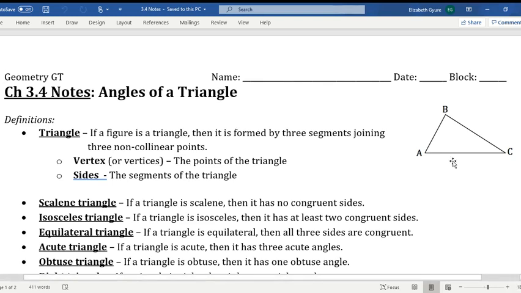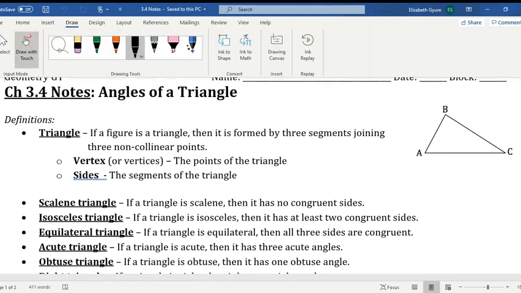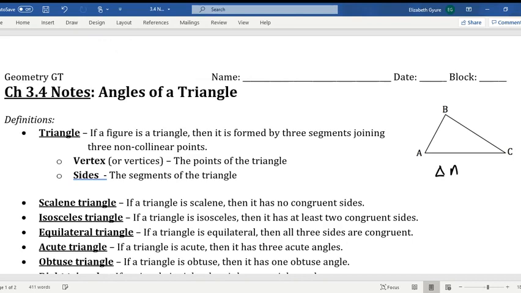If I wanted to refer to this triangle here, I use its vertices to name it. Those are our points there. So we would say that this is triangle ABC. That's how I would refer to that. Triangle ABC. Its vertices are the points. So the vertices are the points of the triangle, so that would be points A, B, and C.